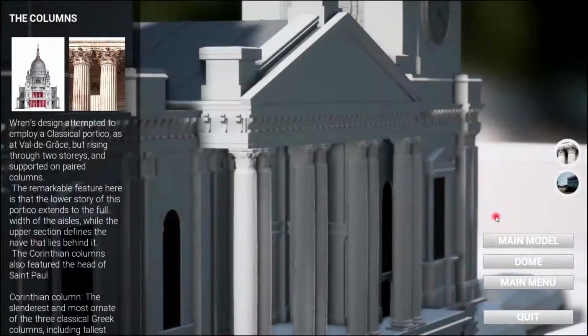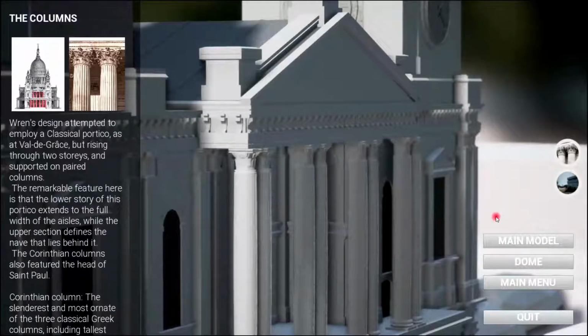Wren's design attempted to employ a classical portico as at Val de Grace, but rising through 2 stories and supported on paired columns. The remarkable feature here is that the lower story of this portico extends to the full width of the aisles, while the upper section defines the nave that lies behind it. The Corinthian columns also feature the head of St. Paul.